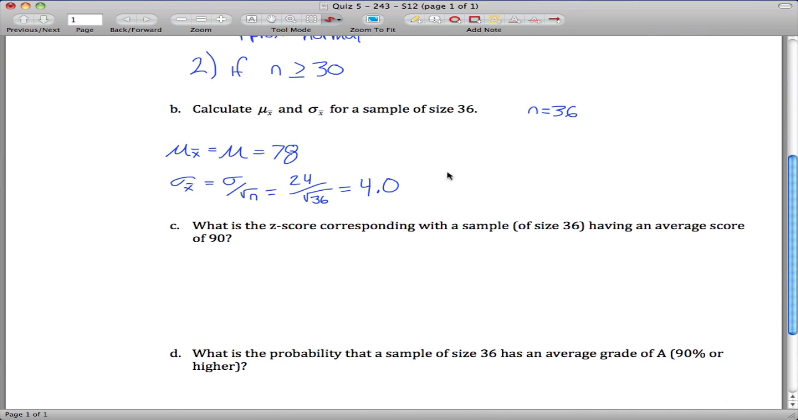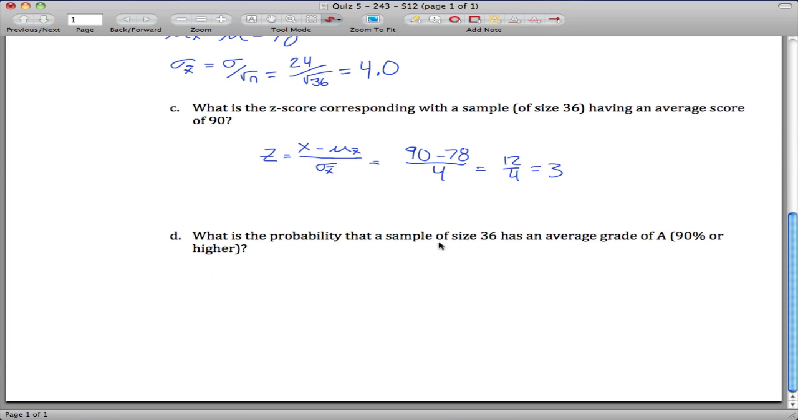That'll be important because down here we want to calculate the z-score corresponding with the sample of size 36 again, having an average score of 90. All right, so z is that point that you have here, 90, minus the mean divided by the standard deviation. Two things we figured out in the part above. So what we got is 90 minus 78 divided by 4, which is 12/4, which is 3.